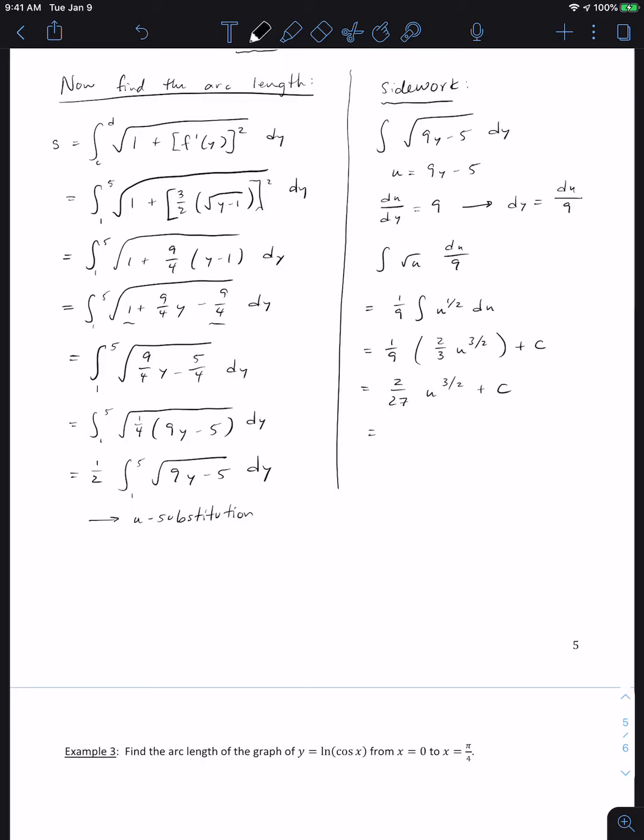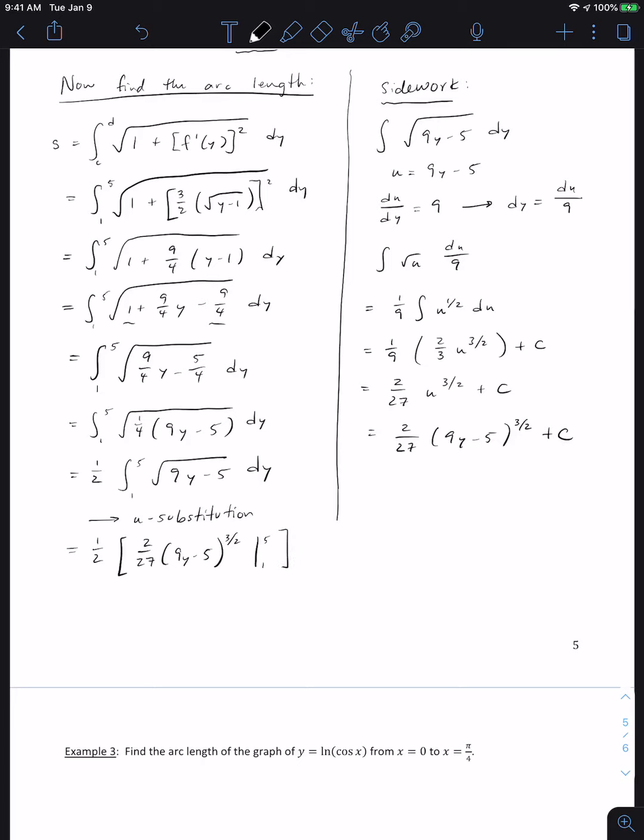Final step, substitute back in. 2 over 27. What is u? 9y minus 5 to the 3/2 plus c. So that is the antiderivative. So that's what ends up getting plugged in to my function here. Right? So now I do 1/2. Now what's my antiderivative? My antiderivative is 2 over 27, 9y minus 5 to the 3/2. And now instead of plus c in this integral, I have a definite integral, so I'm going to plug in 1 and 5.